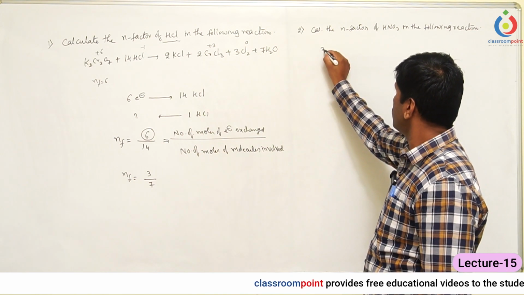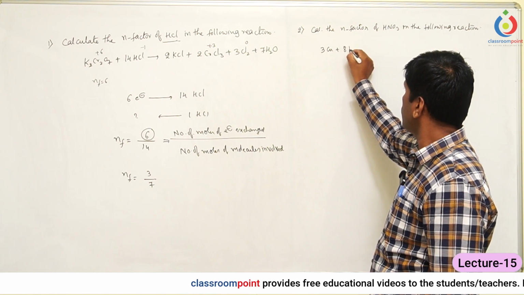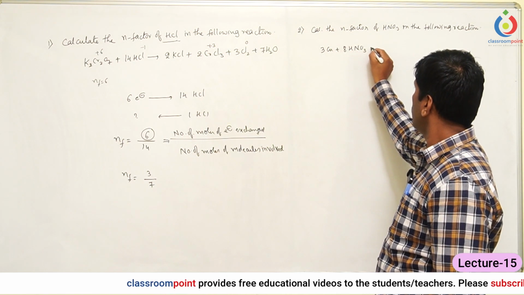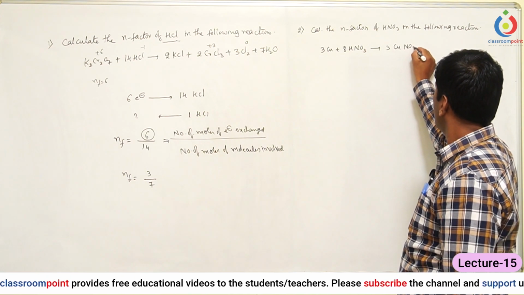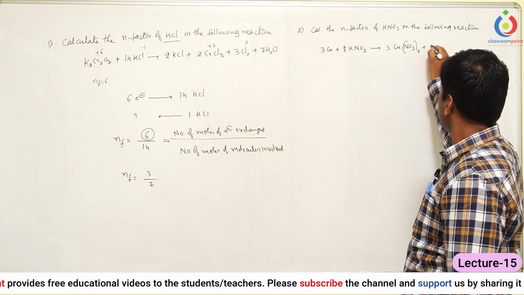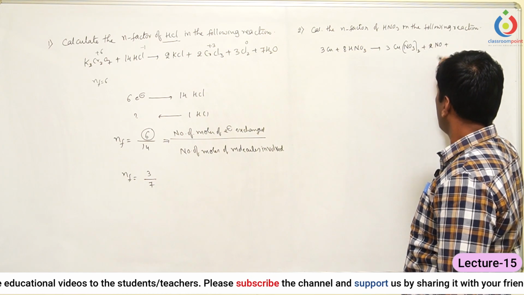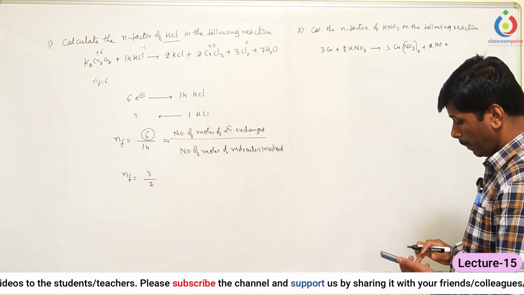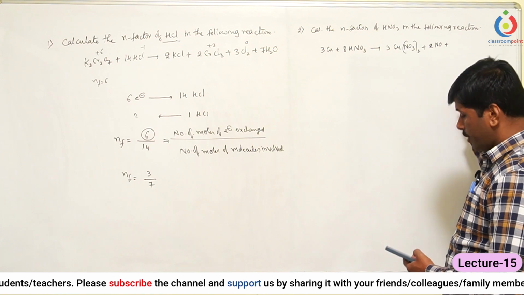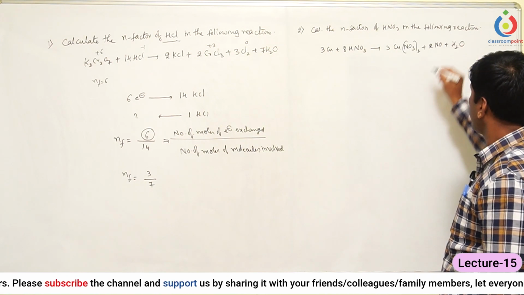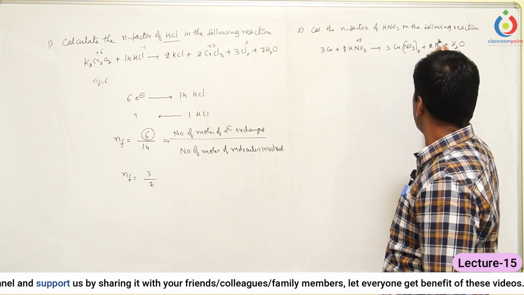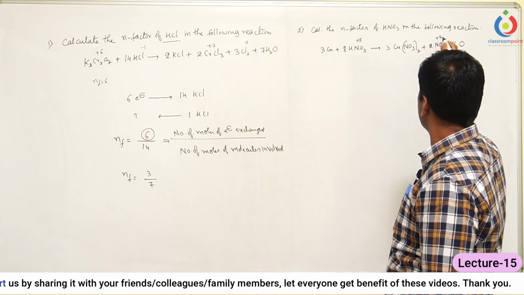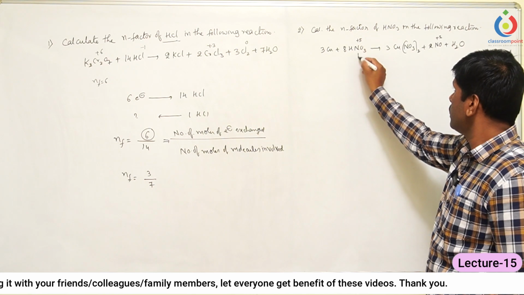So the given reaction is 3 Cu plus 8 HNO3 gives 3 Cu(NO3)2 plus 2 NO plus 4 H2O. So here nitrogen oxidation state is +5, and here the nitrogen oxidation state is +2. The difference is 3.